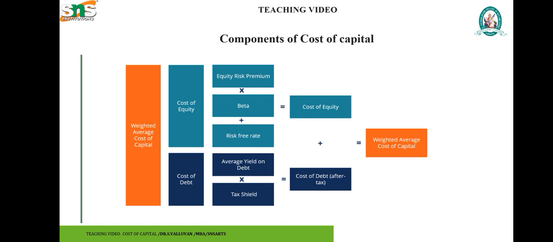First one, risk-free rate of return. Now, the risk-free rate of return is nothing but the interest rate an investor can expect to earn on an investment that carries zero risk. Simply, we can say risk-free rate of return is nothing but return without any risk, or return with zero risk. That is what we call the risk-free rate.